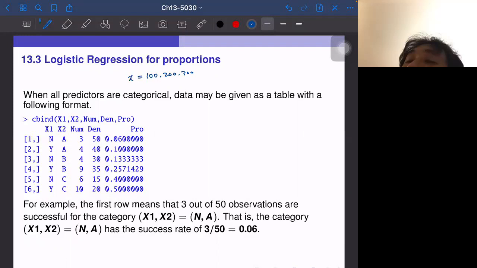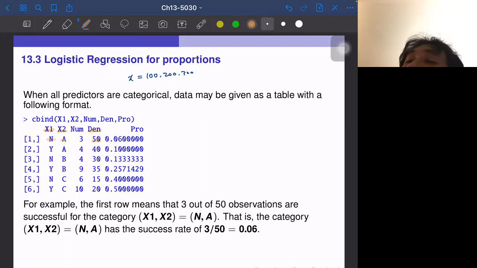So this is the typical format for proportion data. We have basically two predictors, x1 and x2. x1 has the value n or y, and x2 has three possible values, a, b, and c, both categorical. Then we have 50 observations for the first row. So 50 observations have x1 equal to n, while x2 is equal to a.